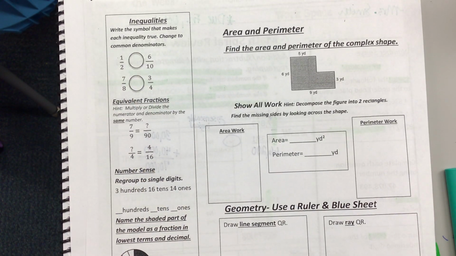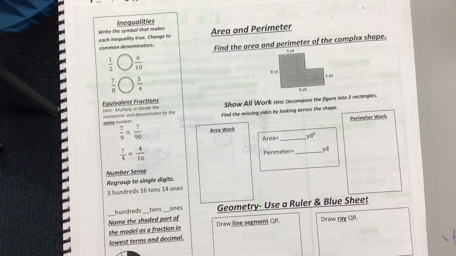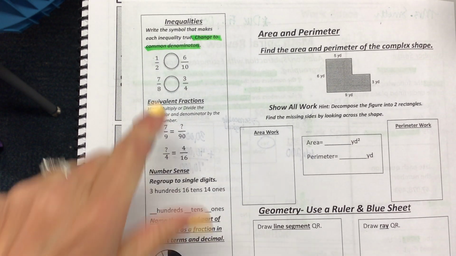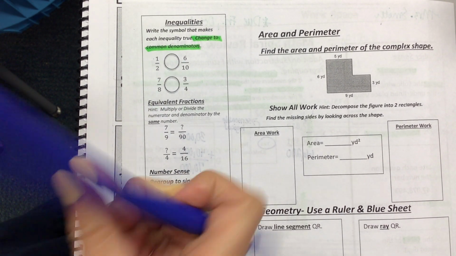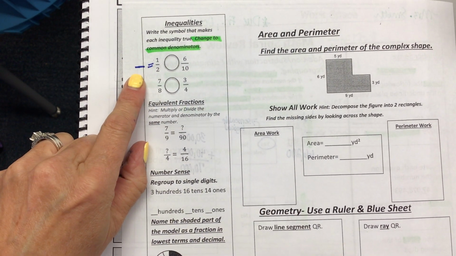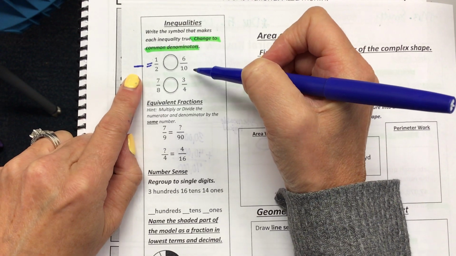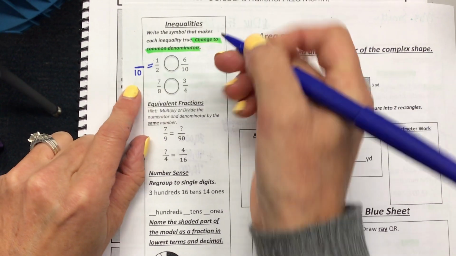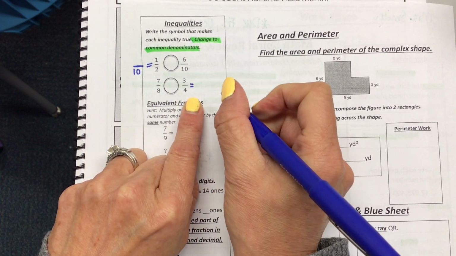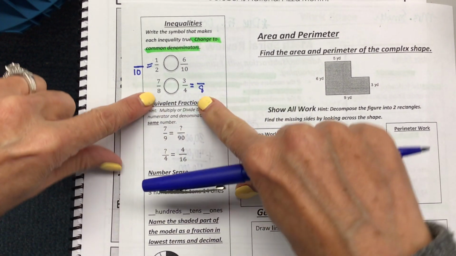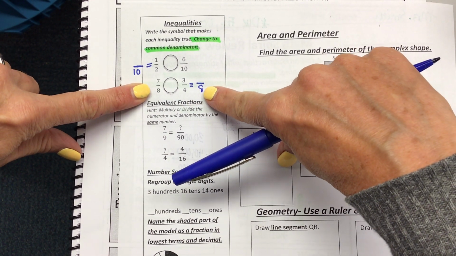Okay, turn your paper over. Inequalities, look what it says. Change to common denominators. So you need to make this a fraction with what should be the denominator over here? If it's going to be common with this one, what should the denominator be? 10. What should your denominator be over here on this one? It's 8. You want them to be in common or the same.